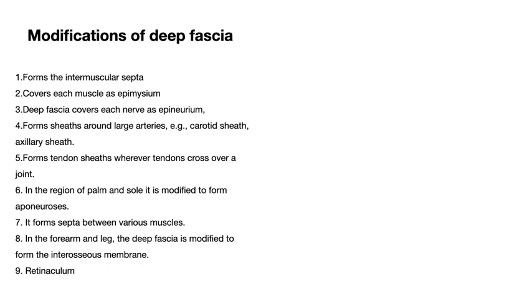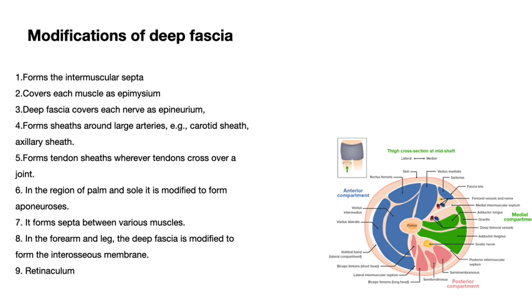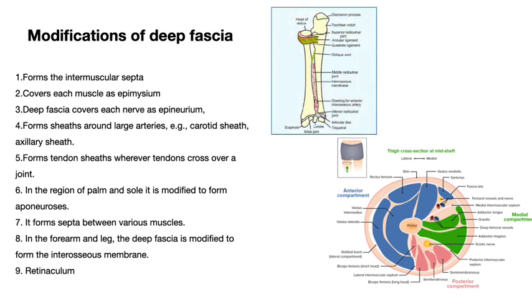Then aponeurosis, of course we have learnt in the palm, there is formation of palmar aponeurosis. तो ये modification of deep fascia है. Retinaculum. So this is to show you lower limb में कैसा septas form किया है. The interosseous membrane between 2 bones, it is also a modification of deep fascia. And the retinaculum, that is the flexor retinaculum, extensor retinaculum.